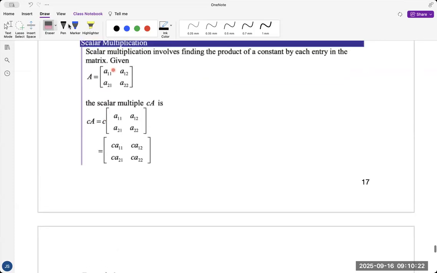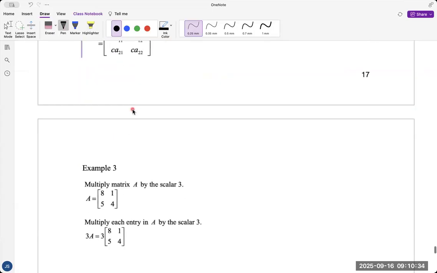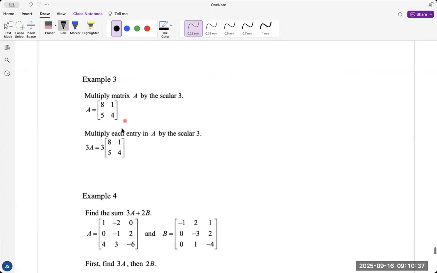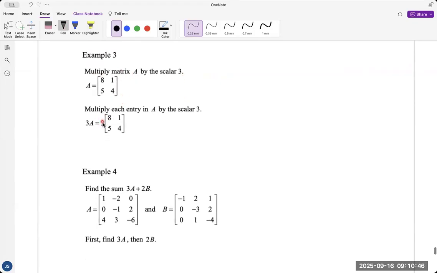So they're just saying if there's a number on the outside of a matrix, for multiplying a single matrix by a single number, then you're going to multiply each one of the entries by that single number. This is not hard at all. So multiply matrix A by the scalar 3. I'm just going to multiply every single entry by 3. So that's 3 times 8, 3 times 1, 3 times 5, and 3 times 4.